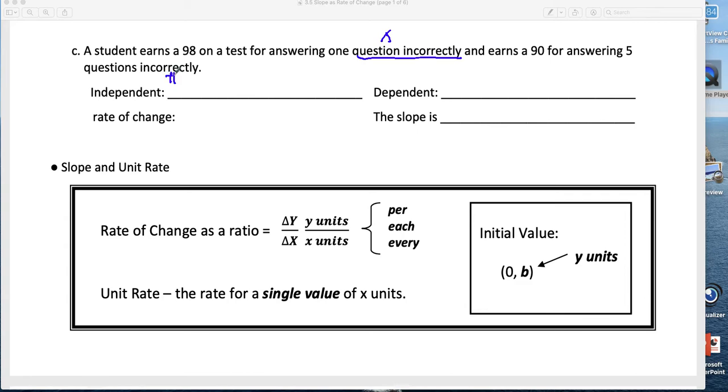And because we're talking about the count of how many, I'm going to say the number of incorrect questions. If I can fit that here. And it looks like I'm going to be able to. Okay, that's independent. So dependent up here is going to be my test score. And it doesn't actually use the word score, but that's what we're talking about. So I'm going to say test score.